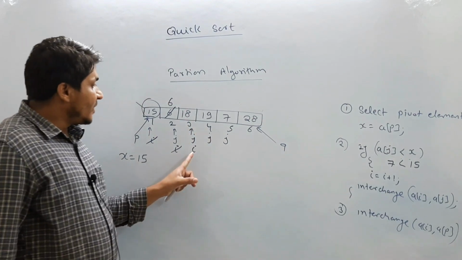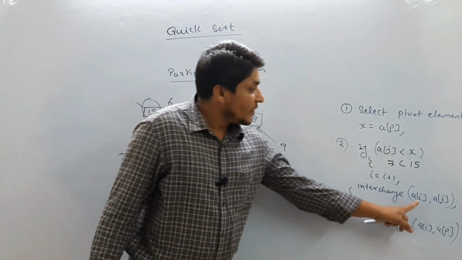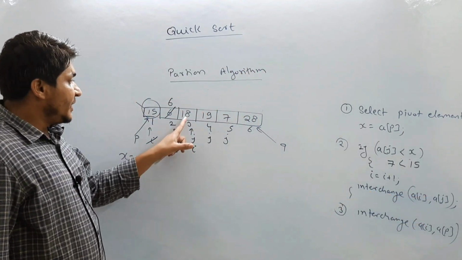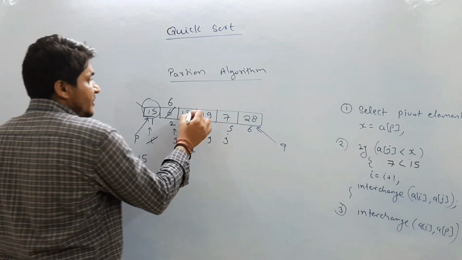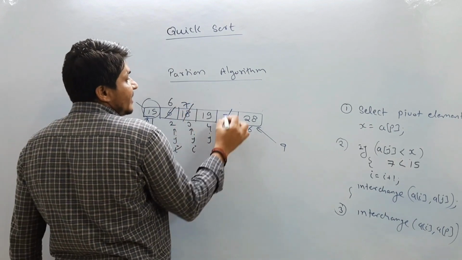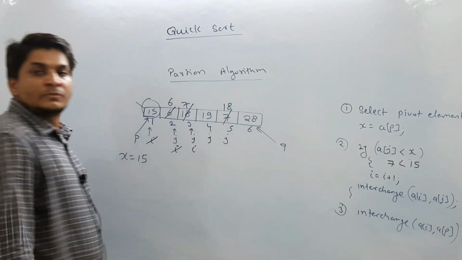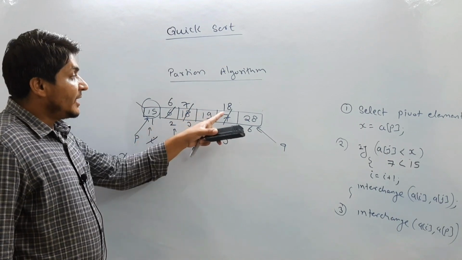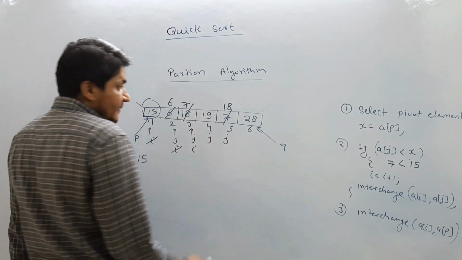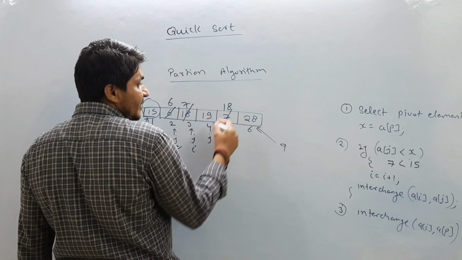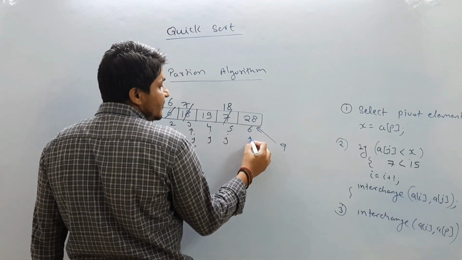Now what is A of i? Now you have to interchange A of i and A of j. A of i is what? 18, A of j is 7. So interchange, it will become 7 and it will become 18. Now because we have already compared with this, simply increment the value of j.